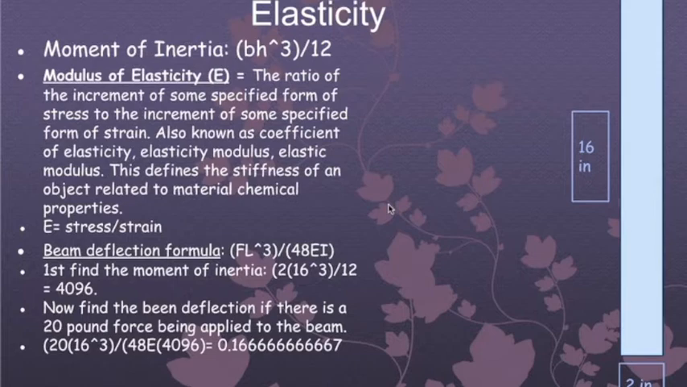Elastic modulus is defined as the stiffness of an object related to material chemical properties, and E is equal to stress over strain. There is a simpler version of that definition that was a paragraph long. The beam deflection formula is F times L to the third divided by 48 times the modulus of elasticity, which is known as E, times the moment of inertia, which is I.